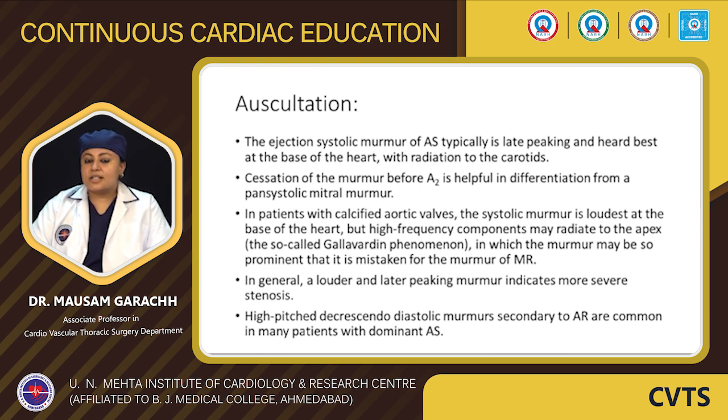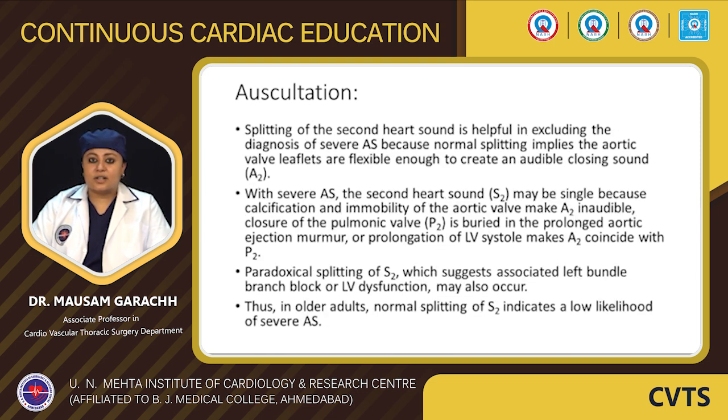High-pitched decrescendo diastolic murmurs secondary to aortic regurgitation are common in patients with dominant aortic stenosis. The splitting of the second heart sound is helpful in excluding the diagnosis of severe aortic stenosis because normal splitting implies the aortic leaflets are flexible enough to create an audible closing sound. With severe aortic stenosis, the second heart sound may be single because the calcification and immobility of the aortic valve make A2 inaudible. Closure of the pulmonary valve is buried in the prolonged aortic ejection murmur, or the prolongation of the LV systole makes A2 coincide with P2.